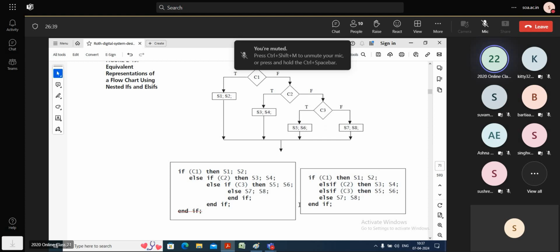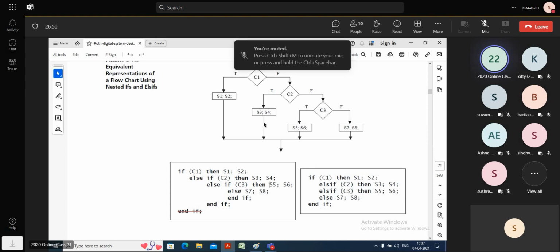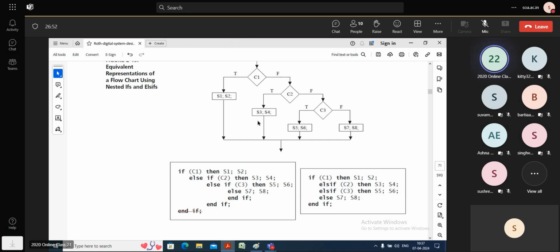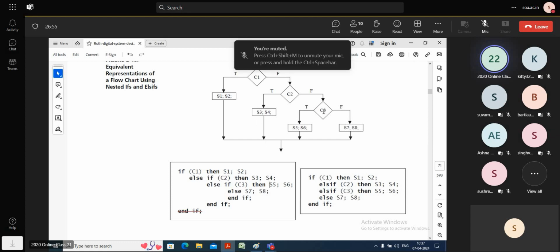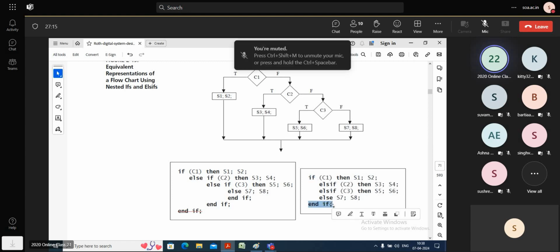If you are using else if, how can you represent this? Like if C1, then S1, S2. Else if, you write ELSIF, else if C2, then S3, S4. Else if C3, then S5, S6. Otherwise, if all the above conditions are not satisfied, then else S7, S8 will be executed. And this end if will be used only once. So there is only one if here, and this is the end of that.